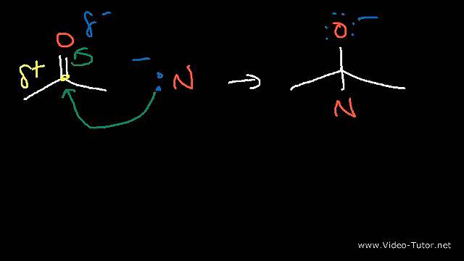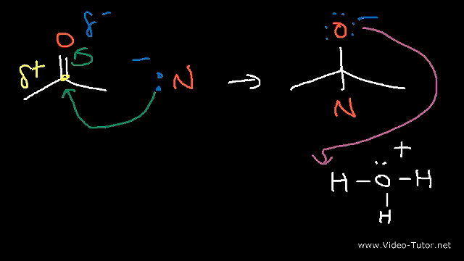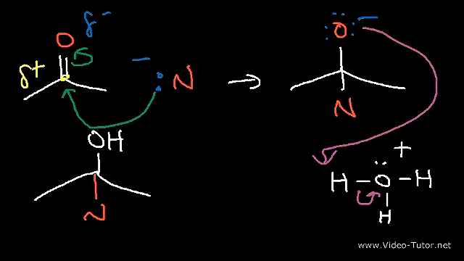Then in the next step, the oxygen with the negative charge grabs a hydrogen from H3O+. You can also use water too. And it turns into an alcohol. So this is the generic mechanism of a nucleophilic addition reaction. But let's work on some examples.